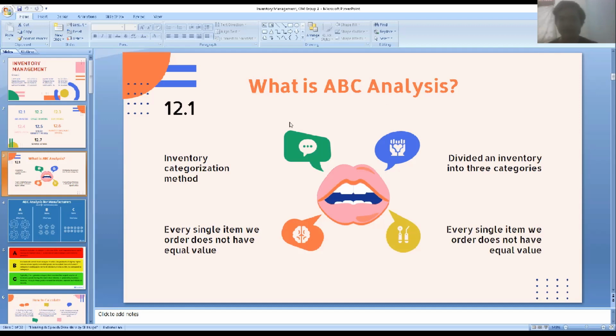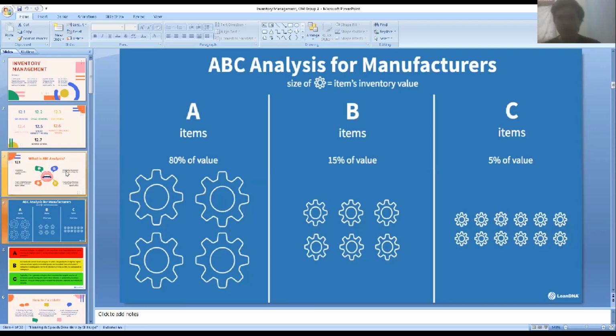ABC analysis is an inventory categorization method which classifies the inventory primarily into three distinct categories based on revenue generation. Every single item we order doesn't have equal value, of course. Some parts cost more, some are used more frequently, some are both. So ABC analysis divides an inventory into three categories. The A category items get very tight control and accurate records, the B category items less tight control and good records, and C category items the simplest control possible and minimal records.